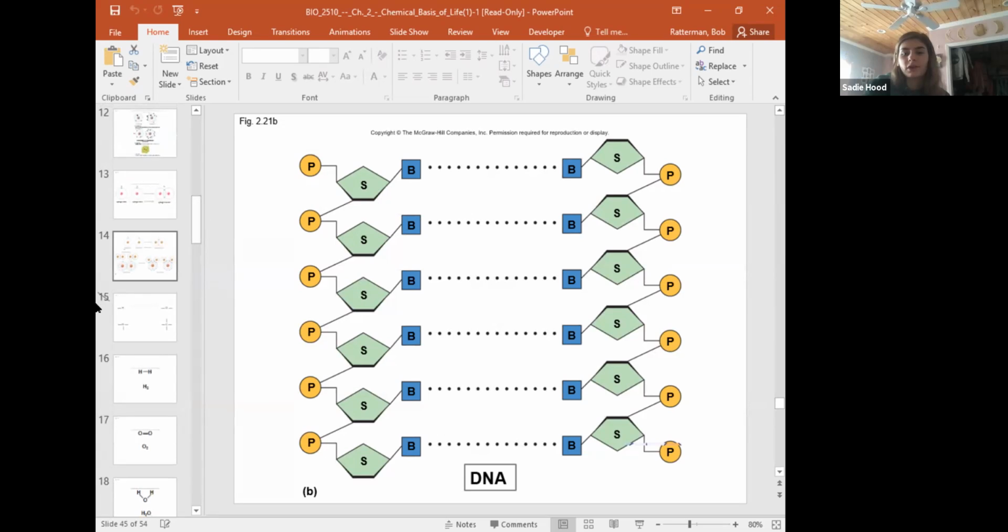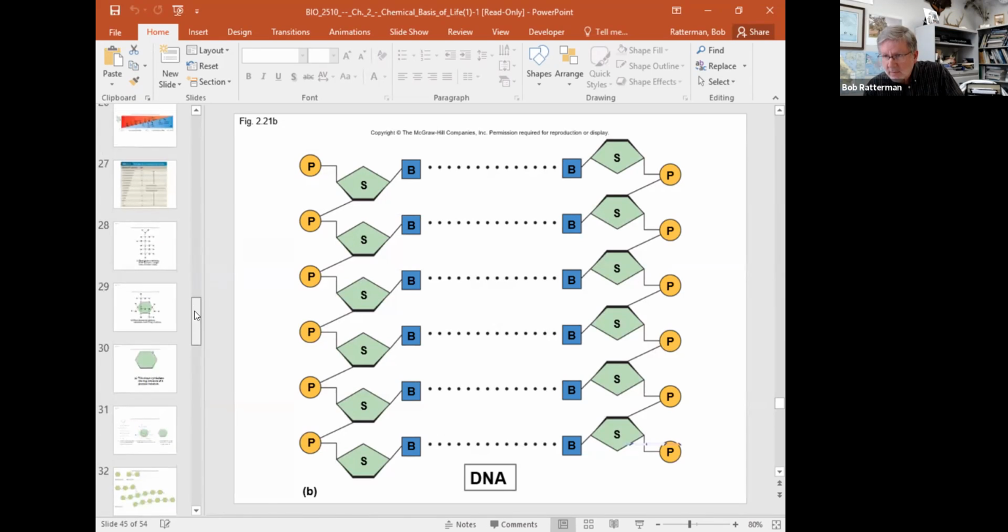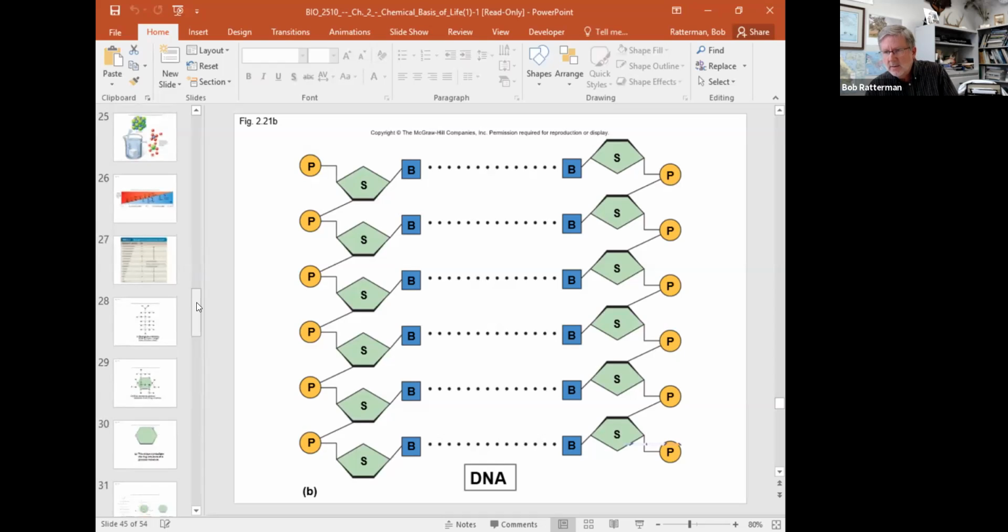How well do we have to know the carbohydrates, lipids, proteins, nucleic acids? With regard to the three or four major classes of organic molecules, those four classes are carbohydrates, proteins, lipids, and nucleic acids, as Sadie mentioned.